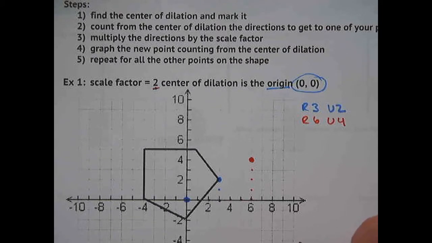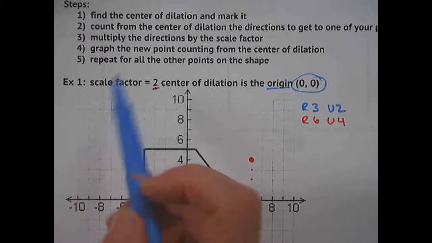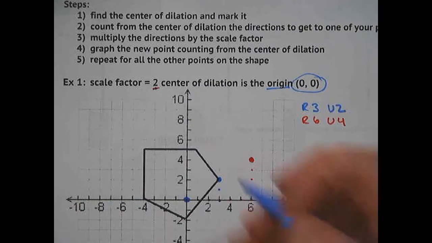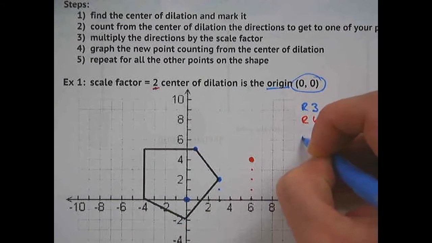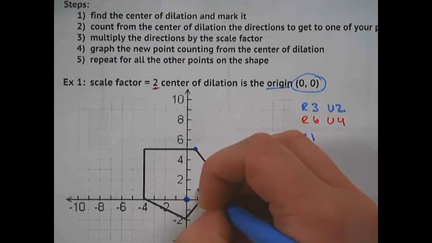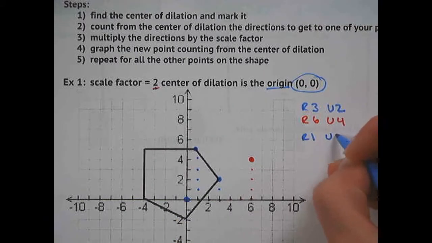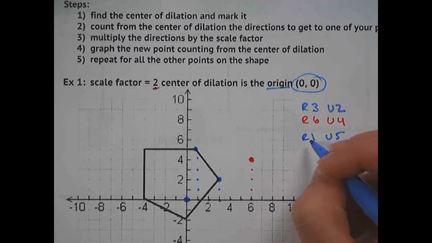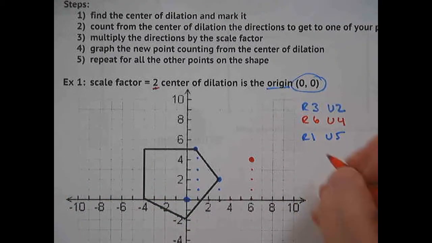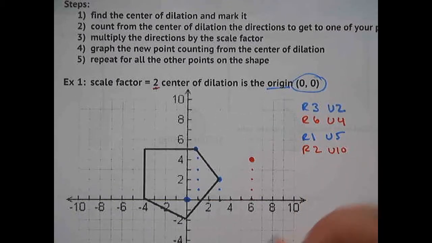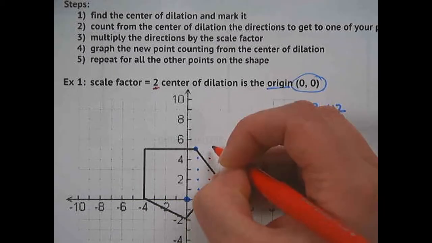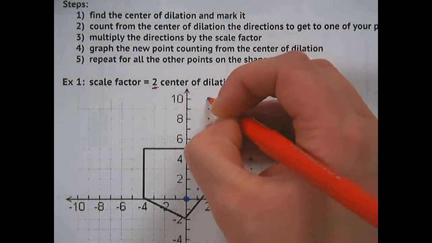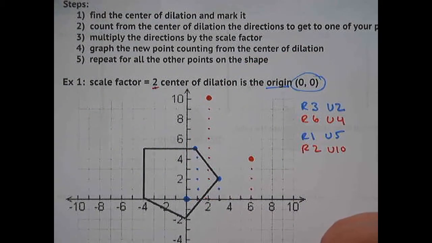Now I'm going to do that with the rest of my points, following that exact same process, repeating it for all the other points in the shape. Let's do this one next. To get to this point, I have to go right 1 and up 1, 2, 3, 4, 5. Instead of right 1 and up 5, my new instructions will be right 2 and up 10. So right 1, 2, up 1, 2, 3, 4, 5, 6, 7, 8, 9, 10. And there's my new point for that one.